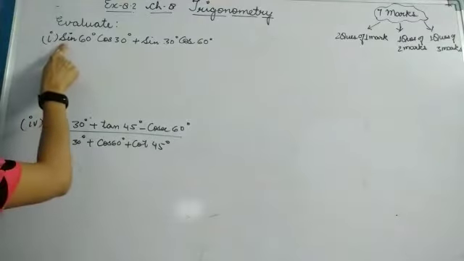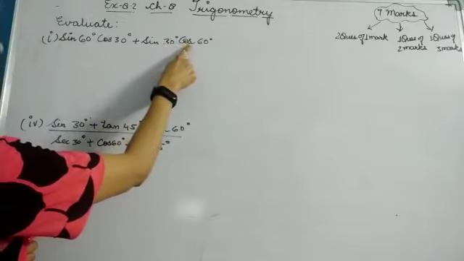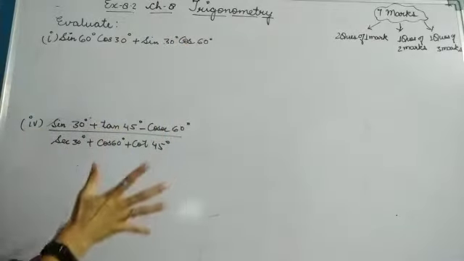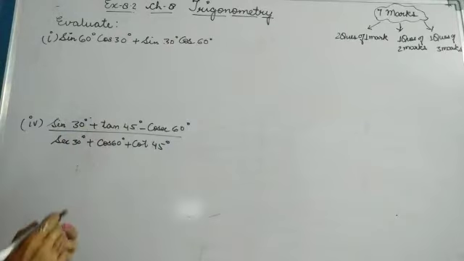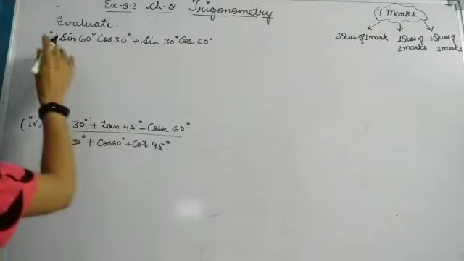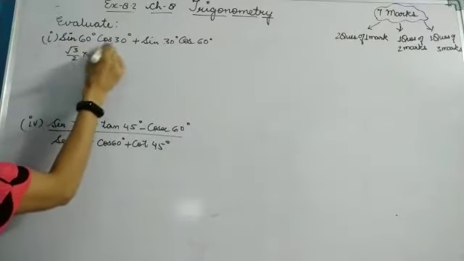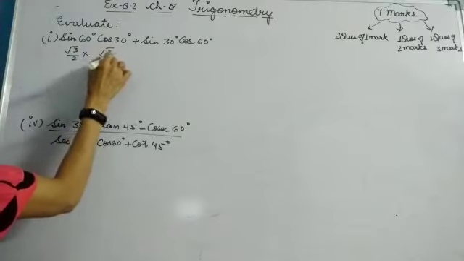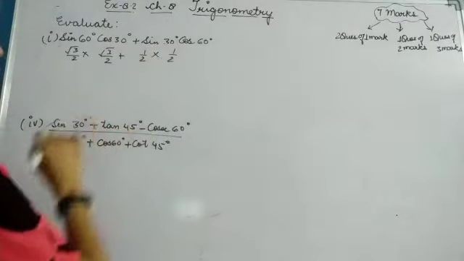Children, here it is given to you as sine 60 degrees cos 30 degrees plus sine 30 degree into cos 60 degree. So all of these are specific angles and they have particular values. So write the values from the table which I have taught you how to make. So sine 60 degrees root 3 by 2 into cos 30 degrees again root 3 by 2 plus sine 30 degrees half into cos 60 degrees again half.